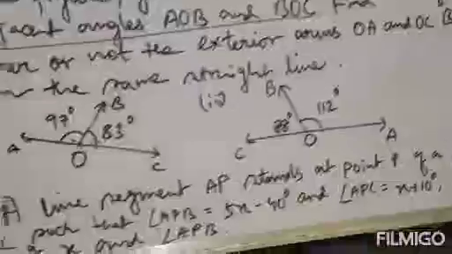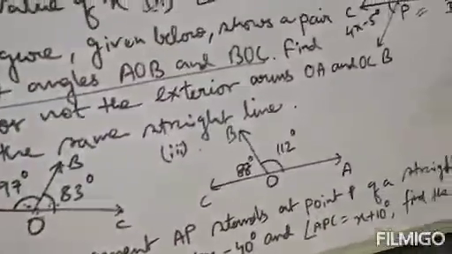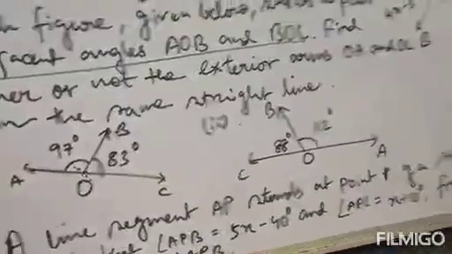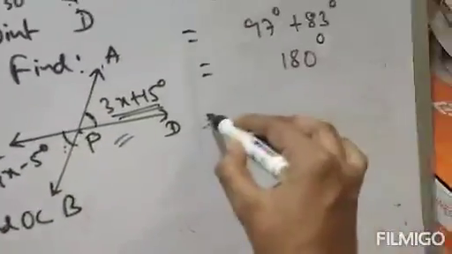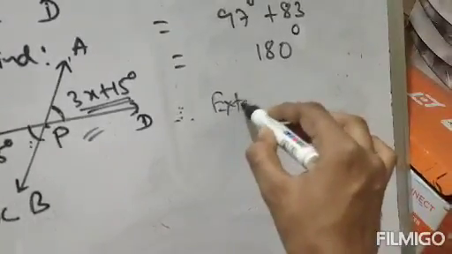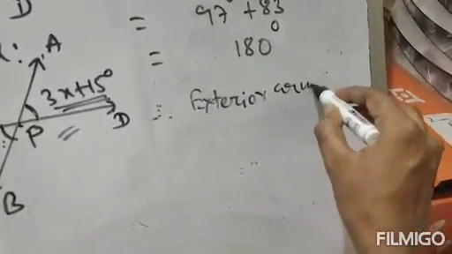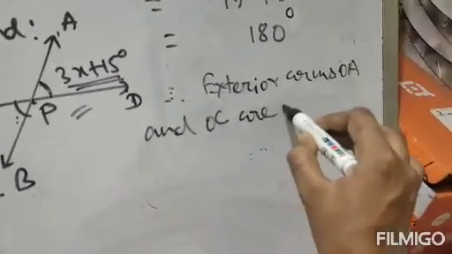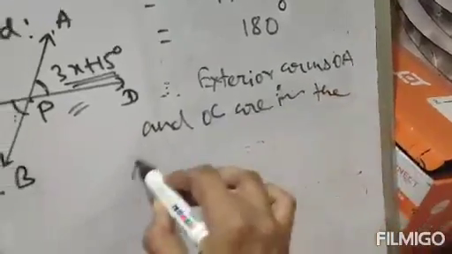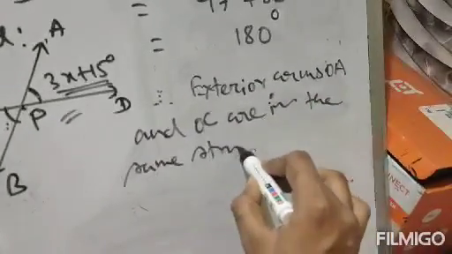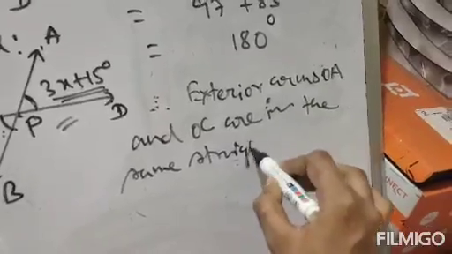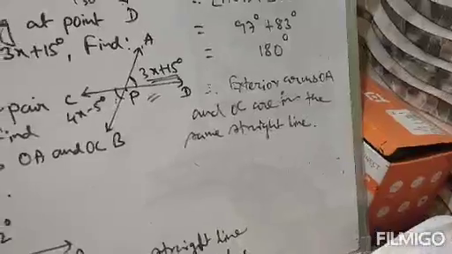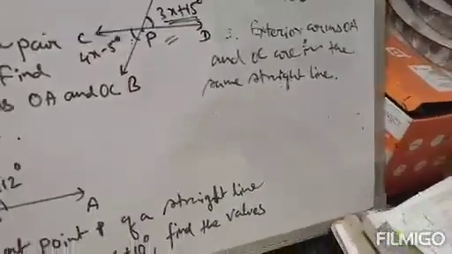So the two exterior arms OA and OC will be on a straight line. According to property 2, we can say that OA and OC, the two exterior arms, will be in the same straight line. Therefore you can write that exterior arms OA and OC are in the same straight line. That is from property 2. Clear? That is the statement given by property 2.